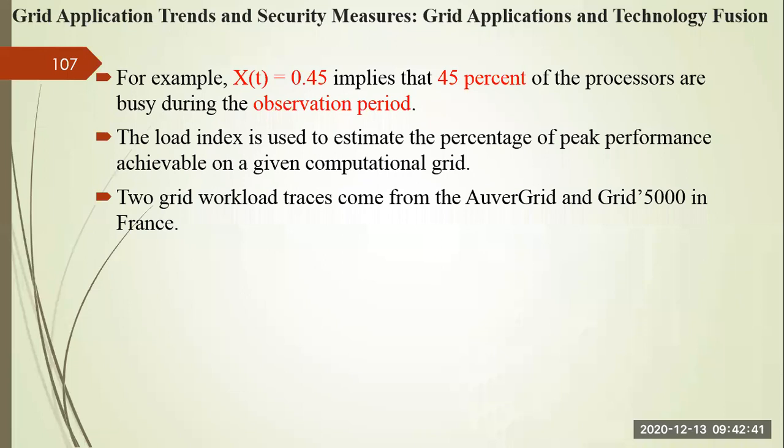For example, if xt is equal to 0.45, okay, xt, your load index, is 0.45. What does it imply? It implies that 45% of the processors are busy during this period. So if I take a 5-minute period, and within that period I get the load index xt equal to 0.45, then I can say 45% of the processors are busy and the rest are completely idle. That means 55% are not busy in this particular period, right? So if the number of resources reduces, whether this 45% will be managed by the currently available resources or not, that you can visualize.